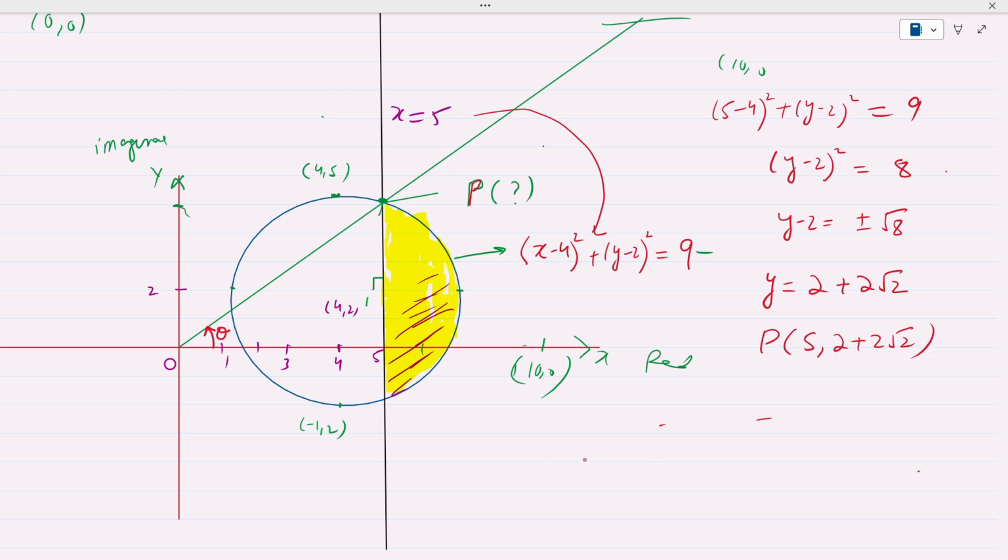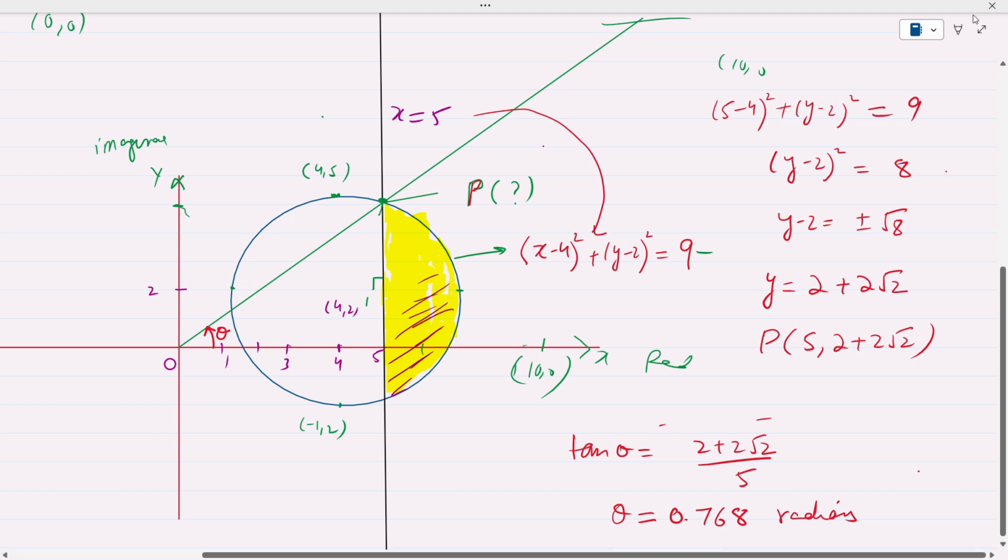Okay, so now what would be the required argument? So tan of theta is the y value, 2 plus 2 root 2, over 5. Take its inverse: tan inverse of (2 plus 2 root 2) over 5 is 0.7679, so 0.768 radians. This is the greatest argument of the given locus from the origin.